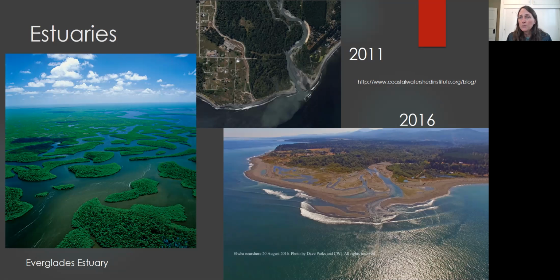But after the dam was removed in 2014, a lot of the sediment that was built up behind, actually there are 2 dams on the Elwha River, built up behind those 2 dams, has been moved out and created this beautiful new estuary at the mouth of the Elwha River. And here you can see a picture of it in 2016.